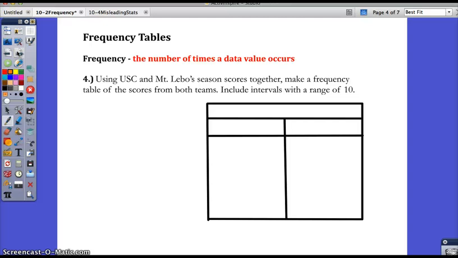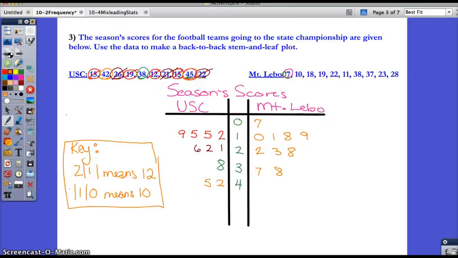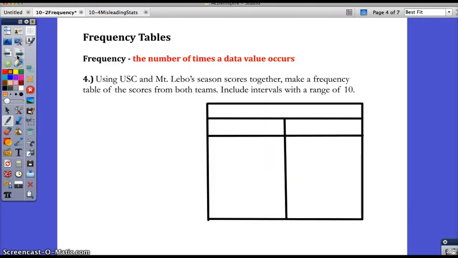What we're going to do for a frequency table is split up the data values into intervals, and that way we can see where the data falls. Just like we look at the stem and leaf plot and see that most of the data falls in the 10s and 20s range, the frequency table will do that for us as well. So using the same data, the season scores together now, make a frequency table of the scores from both teams. Include intervals with a range of 10.